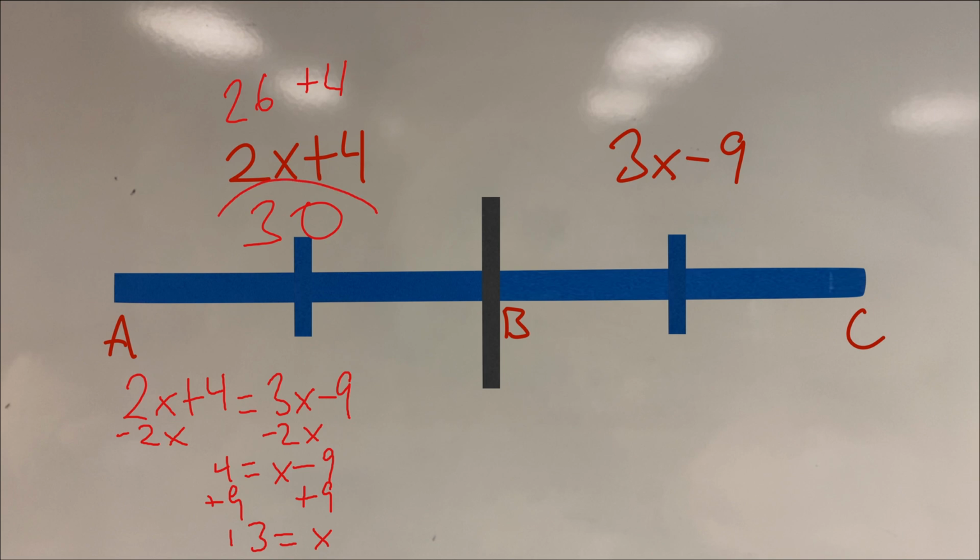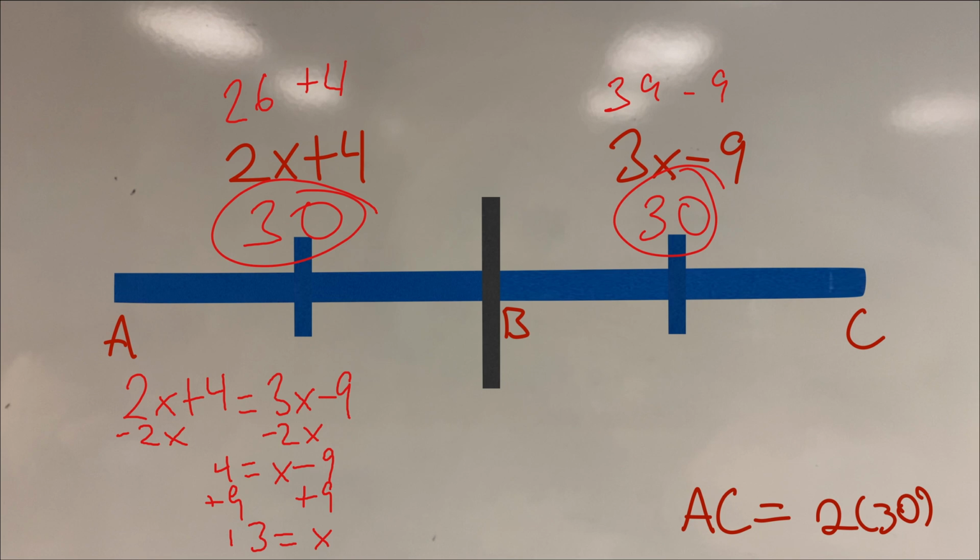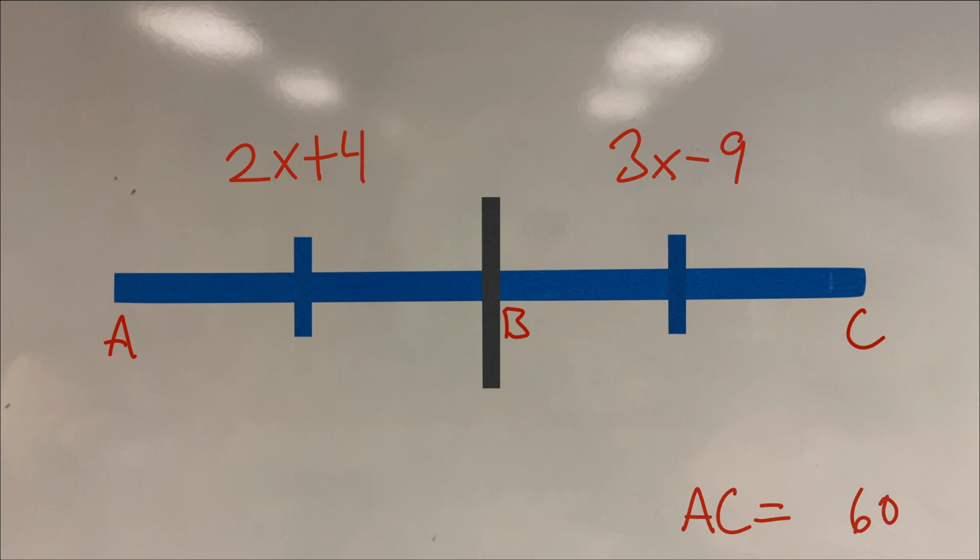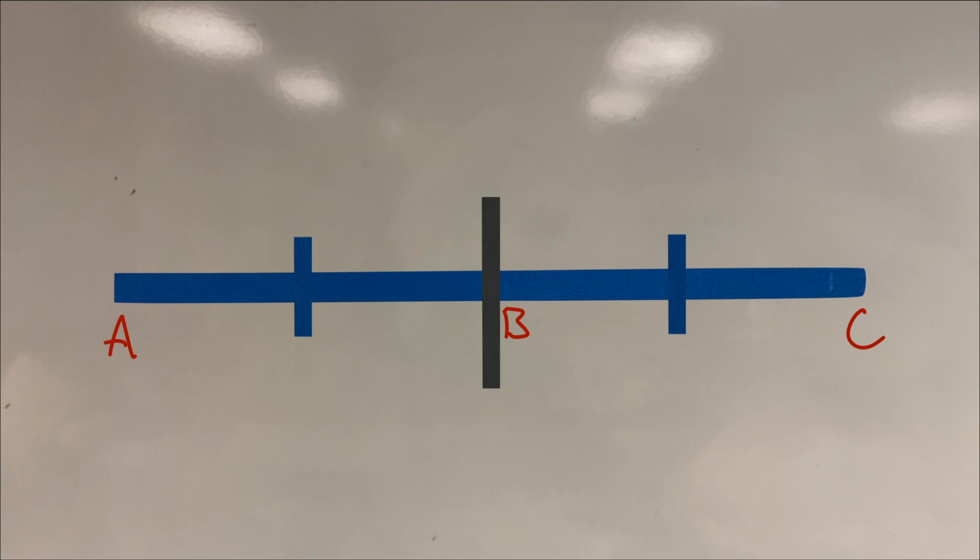But let's also look at the other side just to make sure. 39 minus 9, that's also 30. So they are equal. And if I wanted to figure out AC, I just say AC equals 2 times 30, which is 60.